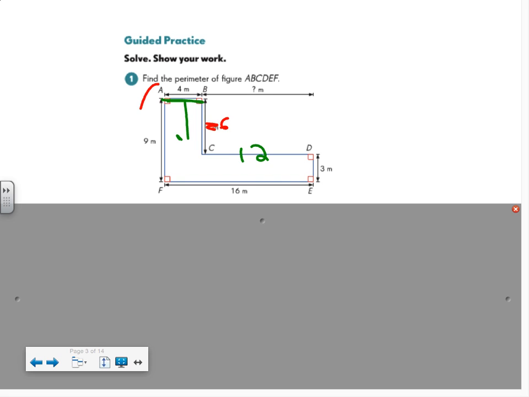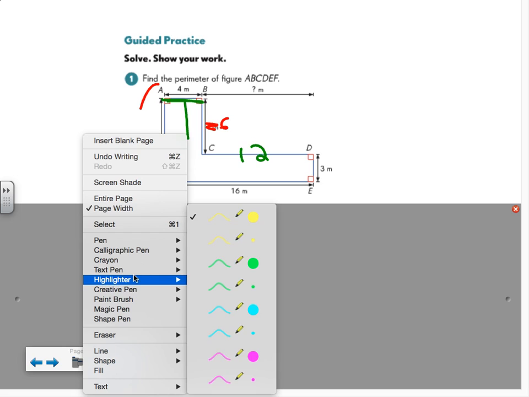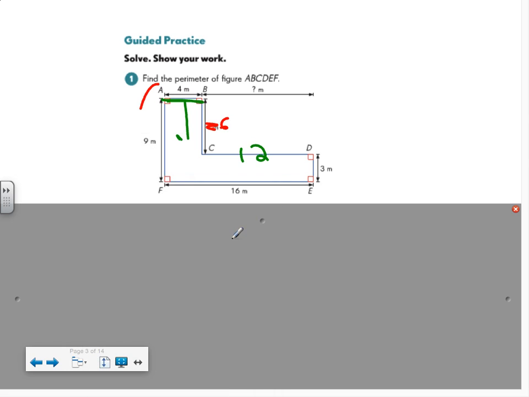And now I can add them all together. Again, when I do this, I take my trusty highlighter. Let me see if I can make it thinner. There we go. And I add them up. So I start, and that's 4. And I go down, that's 6. I go across, that's 12. Down, I have a 3. Across, I have a 16. And then back up, I have a 9.